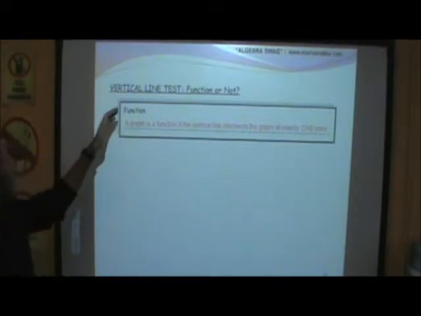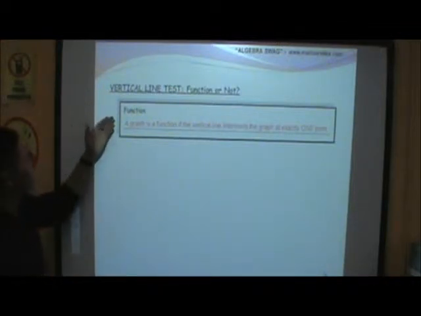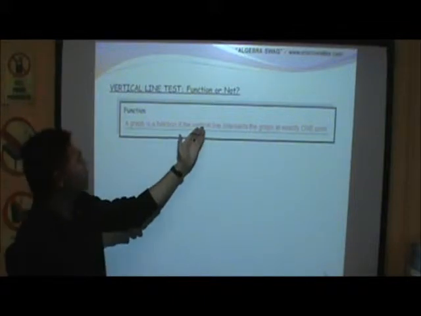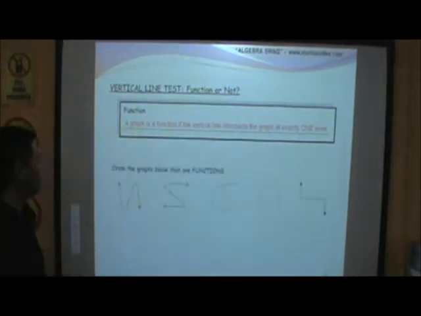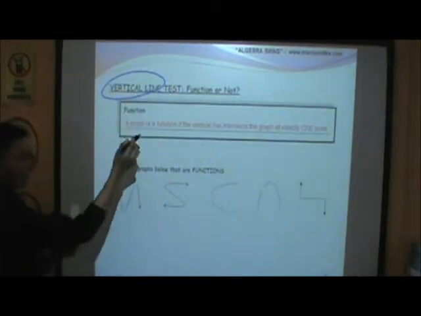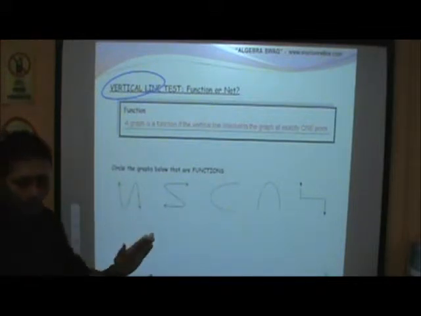Now, we're going to take a look at identifying whether a relation is a function or not, given a graph, using the vertical line test. A graph is a function if the vertical line intersects the graph at exactly one point. That means we just have to draw a vertical line, and if the vertical line crosses the graph at exactly one point in any part of the graph, then it is a function.